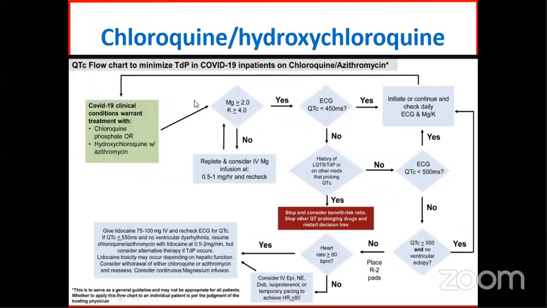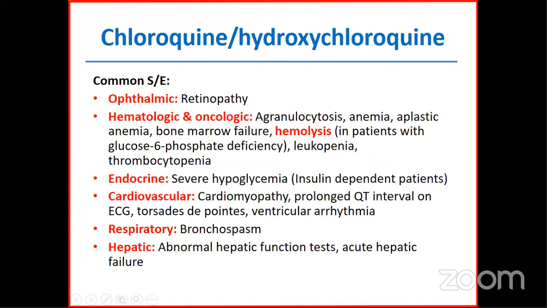Here, the only thing I want to mention is that you have to optimize electrolytes like magnesium and potassium before you start. It's not only about being normal, because a potassium of 3.5 will increase the risk of prolongation. So optimizing magnesium and potassium will decrease the risk of QT prolongation.